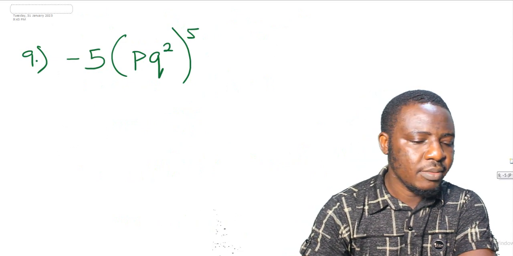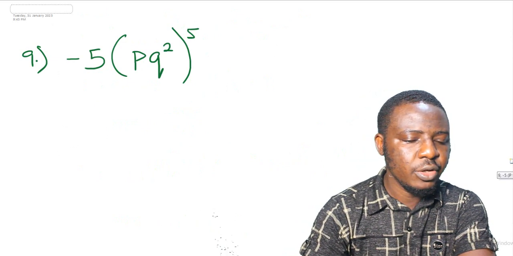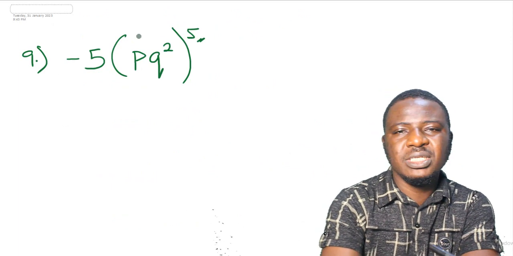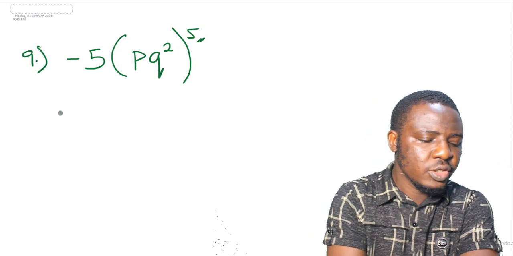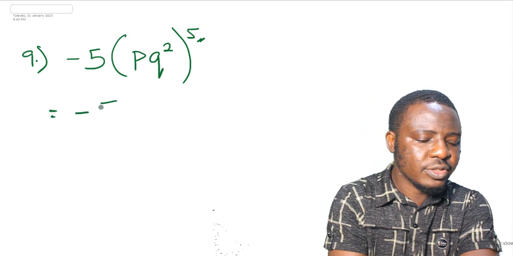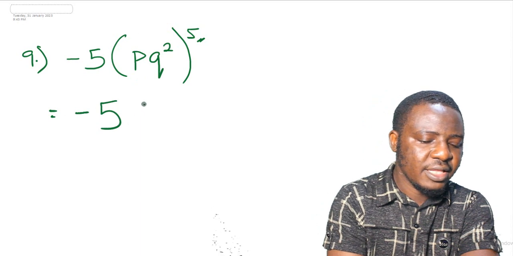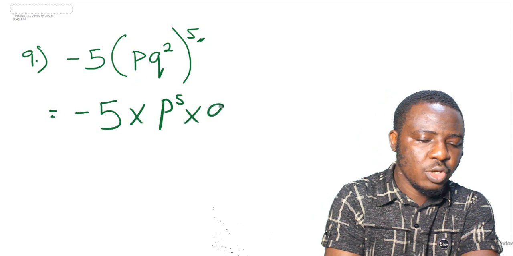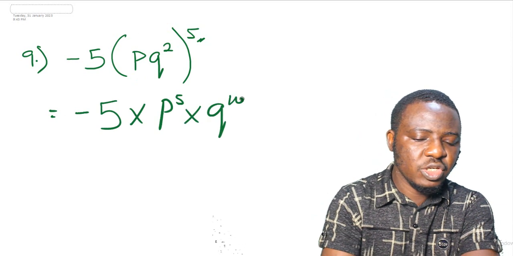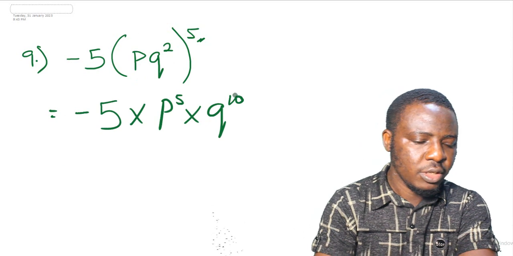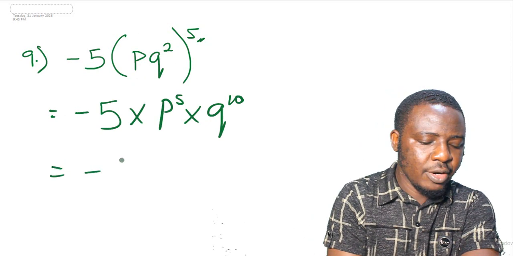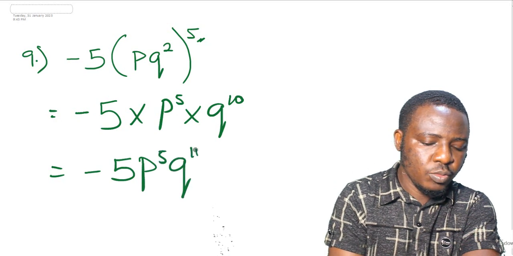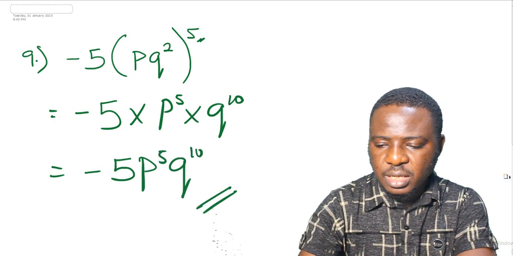Question 9 says minus 5 into bracket p q squared, all raised to the power of 5. Remember, the power affects only what is in the bracket, excluding what is outside. So this gives us minus 5 times p raised to the power of 5 times q raised to the power of 10. I just did a direct multiplication. This is equal to minus 5p to power 5 q to power 10 as your answer.